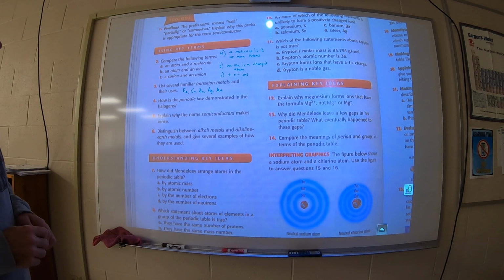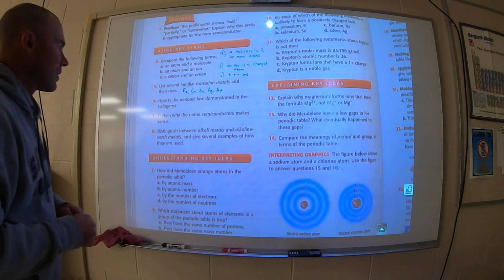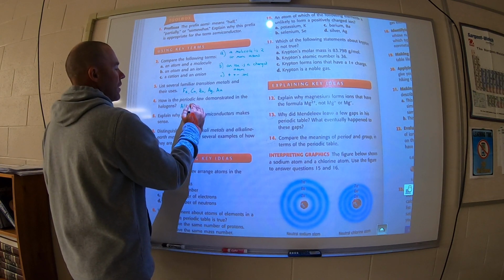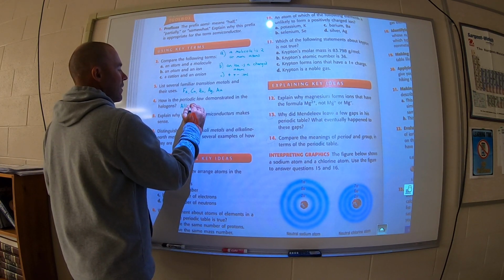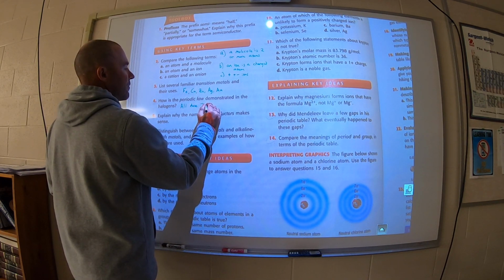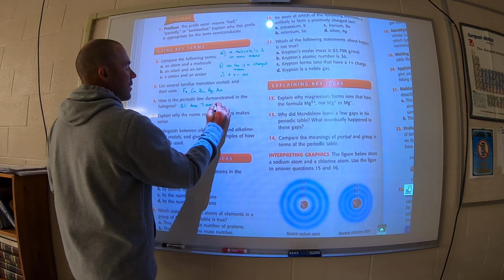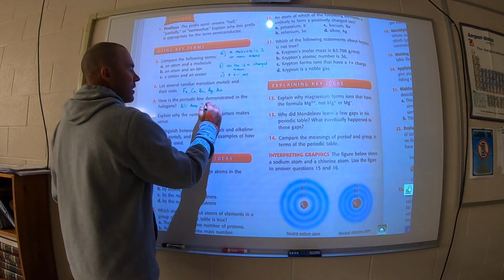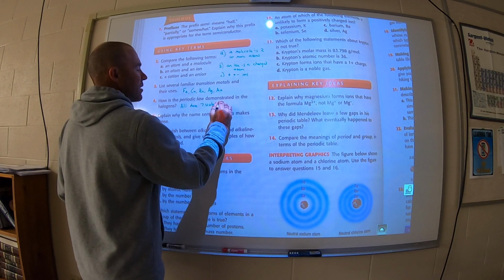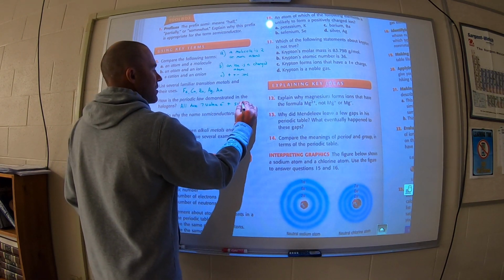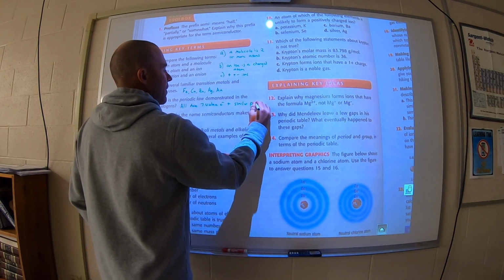Number 4, how's the periodic law demonstrated in the halogens? All have 7, I'm going to call it valence instead of outer shell. I can save some writing. 7 valence electrons and similar properties.